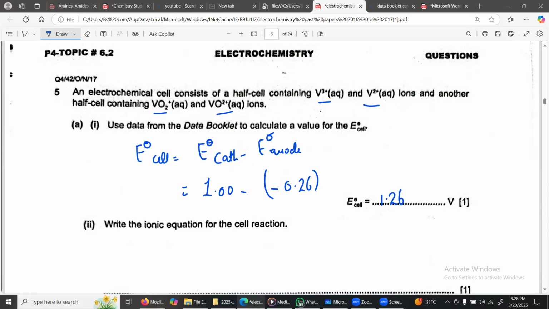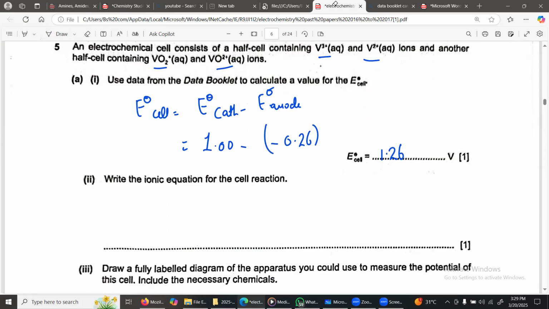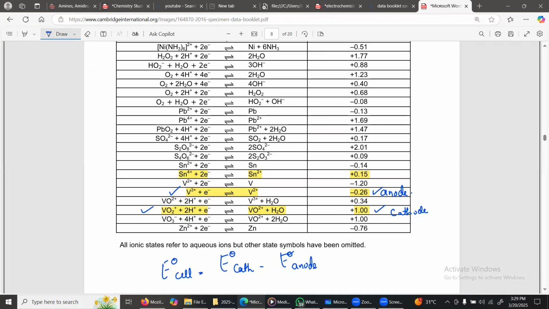Okay, so I have to write the ionic equation for this reaction. It's very simple. You will just add up the reactants for the two equations and then add up the products for the two equations. So the two equations are V plus 3 gaining electron to form V plus 2. So let's say it's V plus 3 plus 1 electron forming V plus 2.